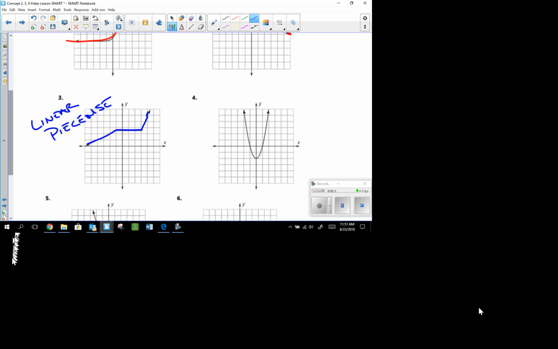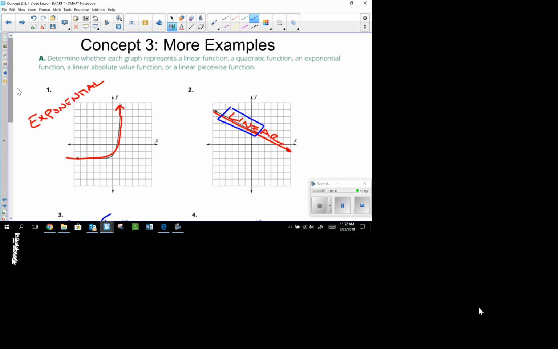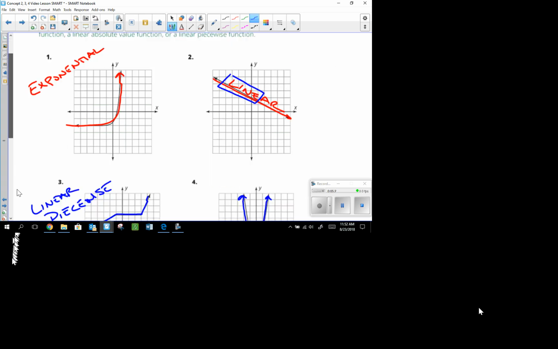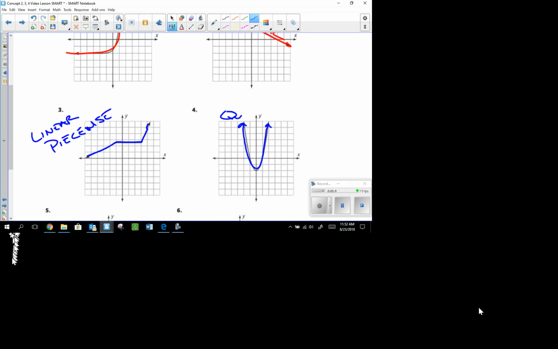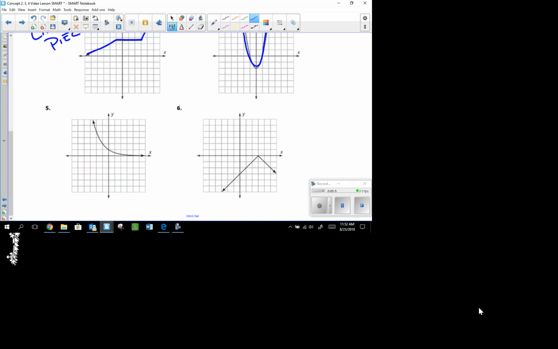This next one is U-shaped. So which one of those words uses a U? So we'll scroll back up. We got linear, which we should know is line. Quadratic, there's my U. So therefore, this is quadratic function family. Another one is a smooth curve. Again, it's not a line. It's not U-shaped. It's not V-shaped. That is exponential.